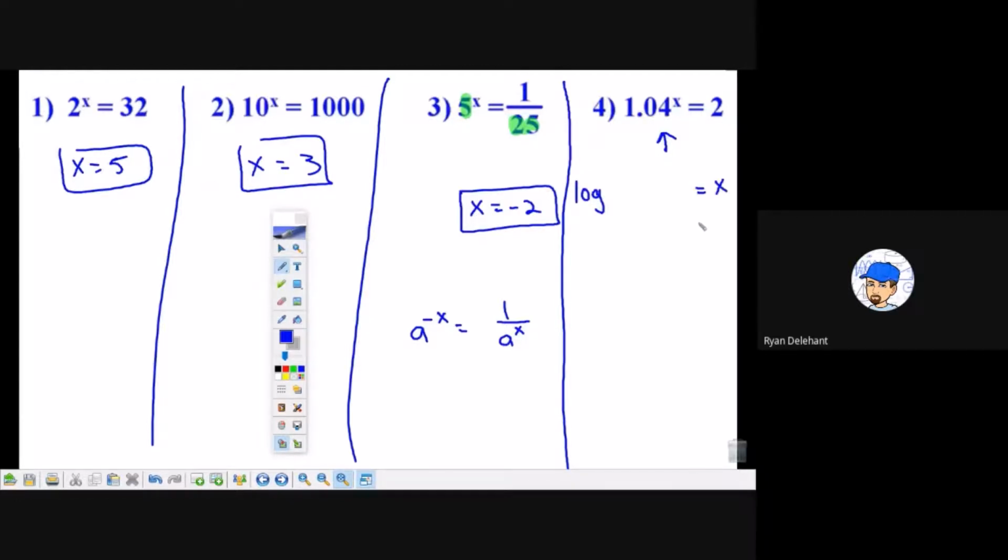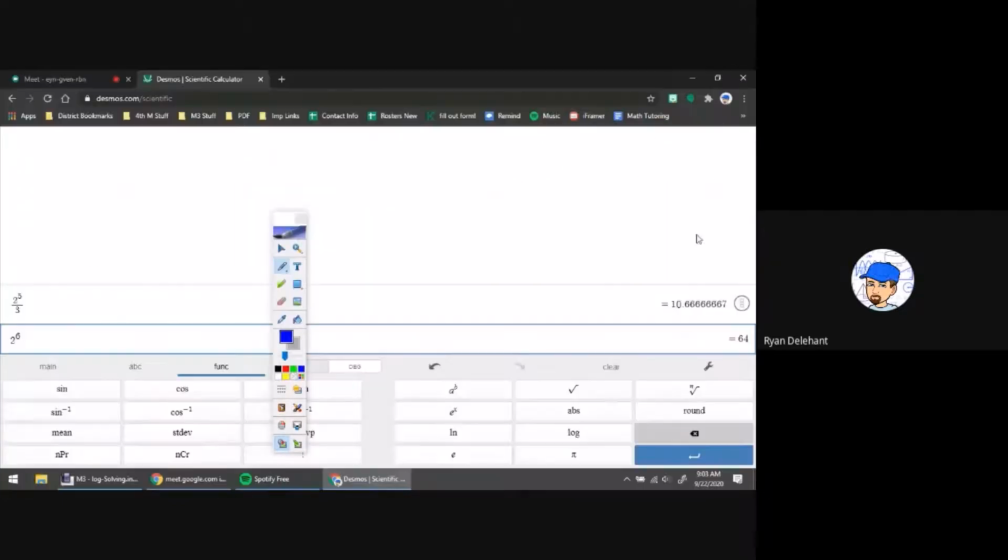So we get x out here. That's what we wanted, because remember, log allows us to solve for this. Now it gives us a base of 1.04, and the number inside is 2. So I need to figure out how to plug in that log of 1.04 over 2. So let's head back to Desmos.